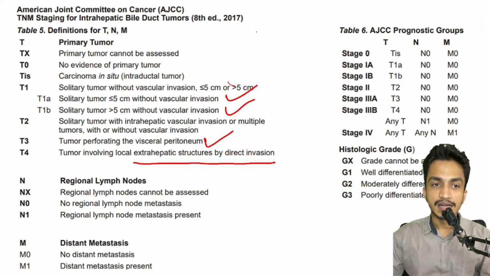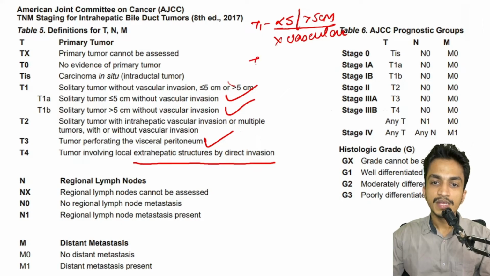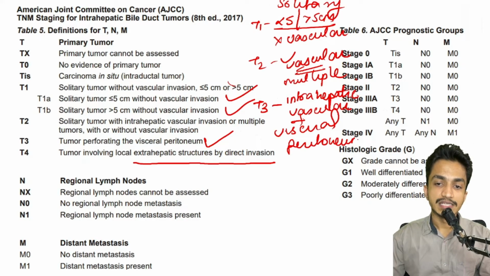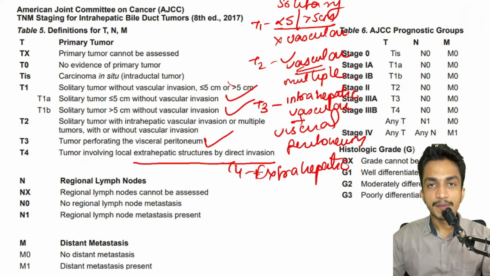So any intrahepatic bile duct tumors are basically divided into T1, that is less than 5 cm or greater than 5 cm without any vascular invasion. In T1, it was a solitary tumor. If they have vascular invasion, then it is T2, or multiple tumors. If it has intrahepatic vascular invasion with visceral peritoneum invaded, that is T3, and T4 is extrahepatic spread. So this is regarding the intrahepatic bile duct cancers, and if they have lymph node metastasis, it is N1.